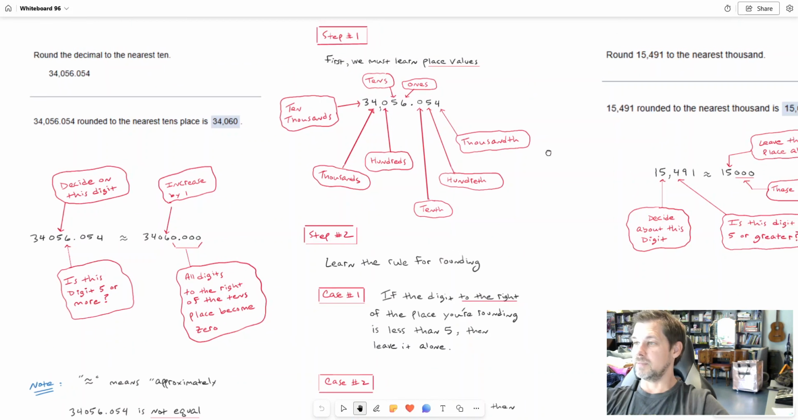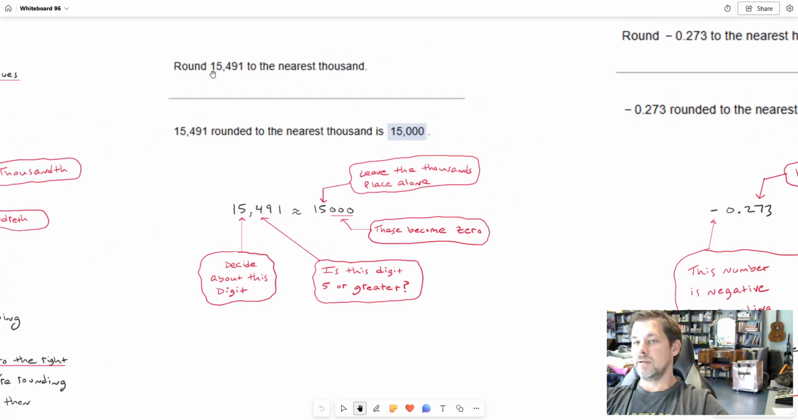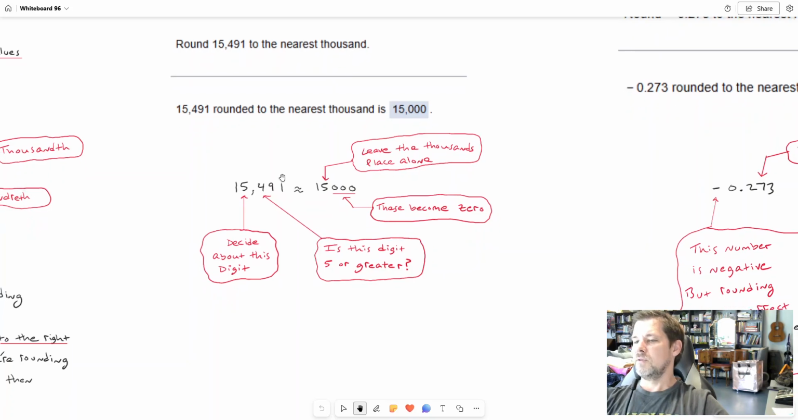Let's look at another example, okay? So here's another example that I think you'll find on the assignment. Round this number 15,491 to the nearest thousand. Okay, so I need to look at that number 15,491 and I need to look at the thousands place and decide what to do. So there's the thousands place right there. It's that 5. And what was that rule? That I looked at the digit just to the right and I see if it is 5 or greater. If that digit just to the right of the one I'm rounding to is 5 or greater, then I'll bump this up by 1. And if it isn't, I'll leave it alone.